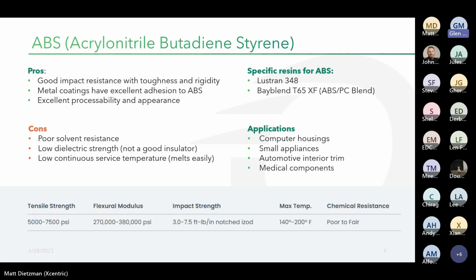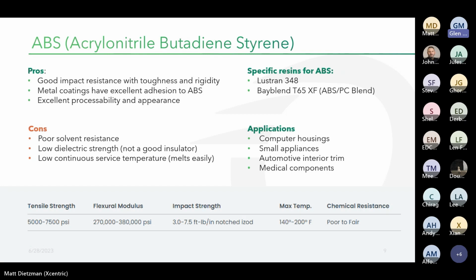ABS allows for good adhesion with some kind of coatings, metal coatings, things that are used for a certain kind of shielding that you might need for your components. Really good processability. Appearance is very good. Takes polish, takes texture very well. Few resins that we do use. There are more, but these are some more common ones. Lustran 348, a Bay blend, T65. That's kind of a blend of ABS and PC, polycarb.